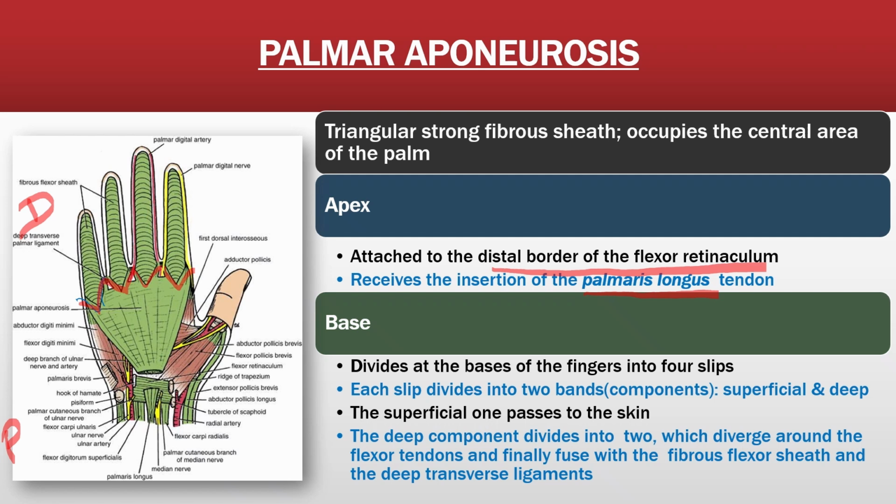So you see here we have the 2 bands in which these slips have divided, and the superficial one is adherent to the skin, whereas the deeper bands are going and they are winding around these flexor sheets of the digits. Okay, so they are attached over there.